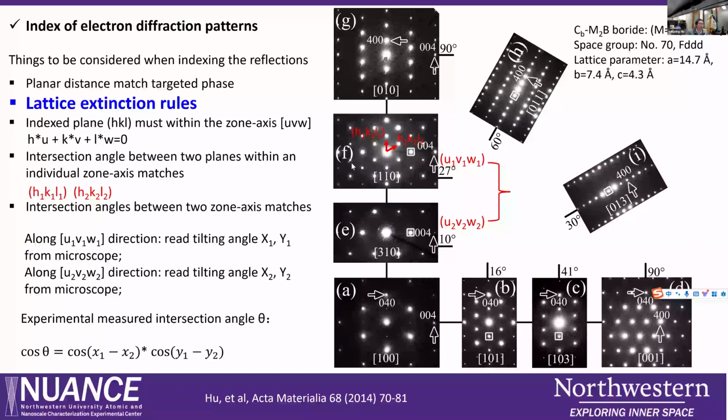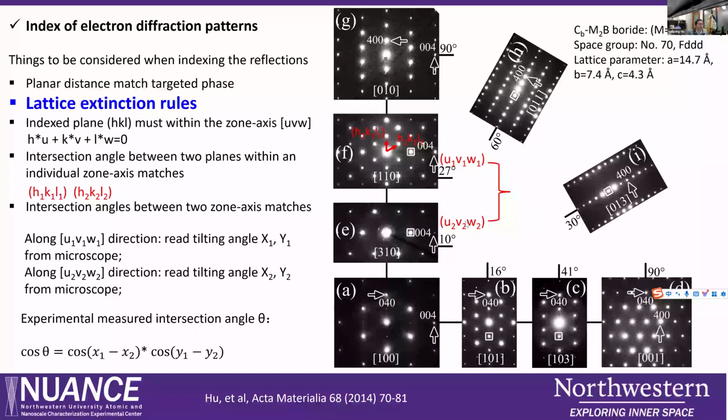Then when you take the diffraction data, you can find the tilting angle X2, Y2. Then you can use the formula, for example, cosine theta equals cosine X1... I mean, from the tilting angle differences, the X difference and Y difference, you can get this theta. This theta means the experimental angle between these two zone axes. This one must match your target phase.